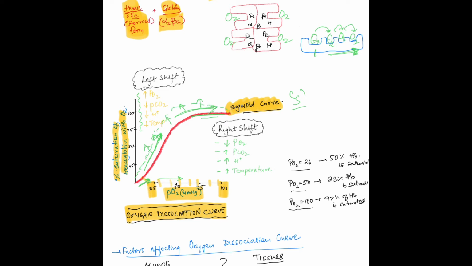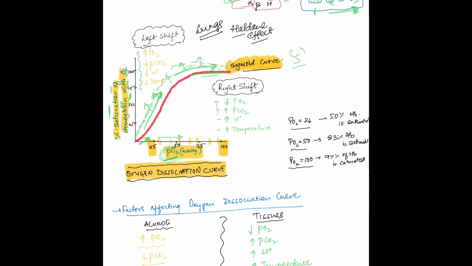If you look at the graph, you can see the green dotted line indicating the left shift. This results in more saturation of hemoglobin by oxygen for a given PO2. In other words, we can say that hemoglobin's affinity for oxygen has increased. This scenario happens normally in the lungs.